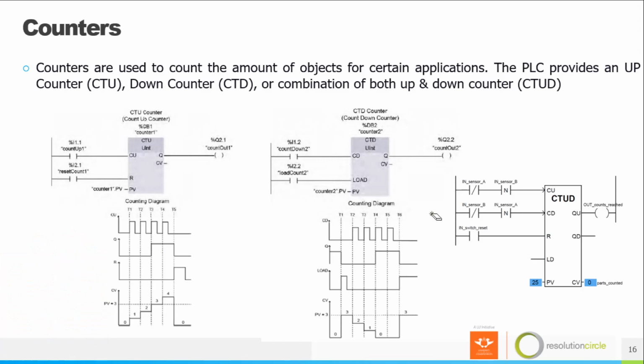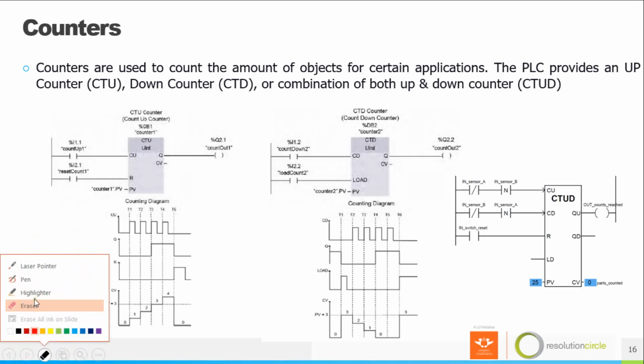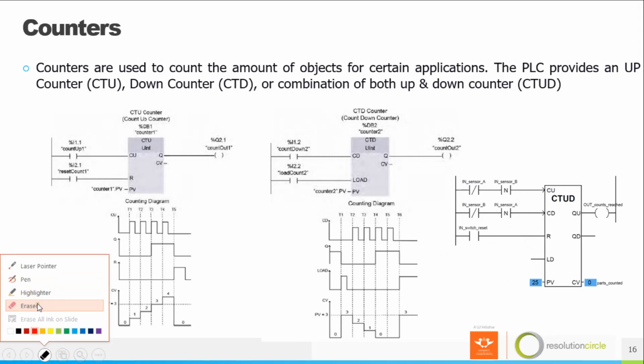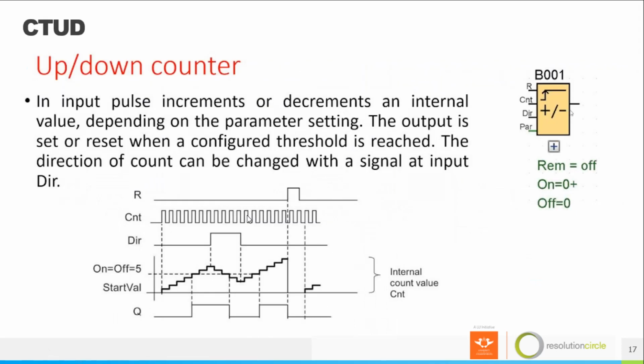Then we have the last one, which is the up-down counter. This one you can both increment and decrement. When I press the up counter, it will increment. When I press on this sensor A, it will then decrement. But the moment I press reset, it will reset everything to 0. But with the PLC that we are programming in the workshop, this is how an up-down counter looks like.